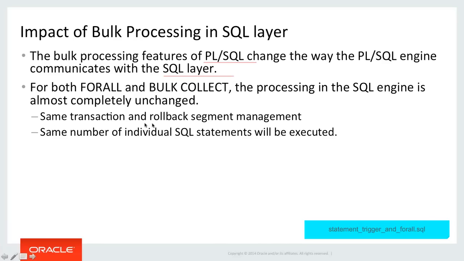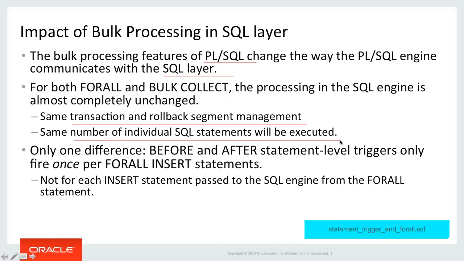You get the same transaction and rollback segment management issues and possible errors. In other words, if you got a rollback segment too small error because you were trying to update 1 million rows row by row before, you can now get that same error way faster than you did before. The same number of individual SQL statements will be executed. If I was doing 1,000 different update statements, I'll still do 1,000 update statements, but it'll happen all within the SQL engine, not bouncing back and forth.